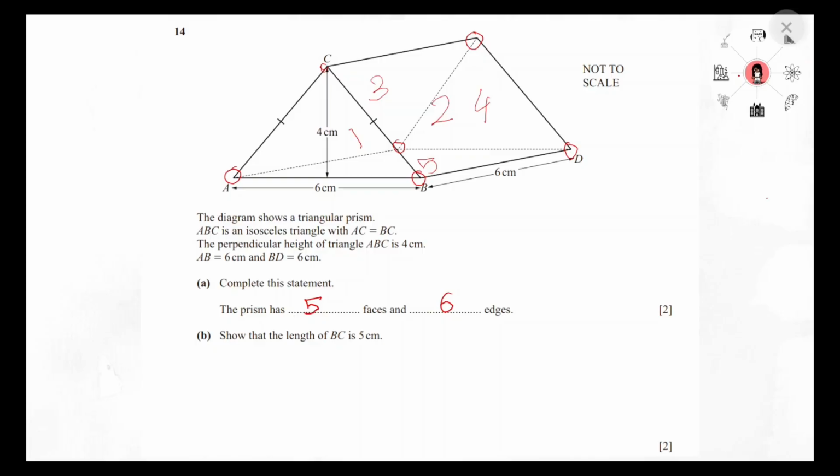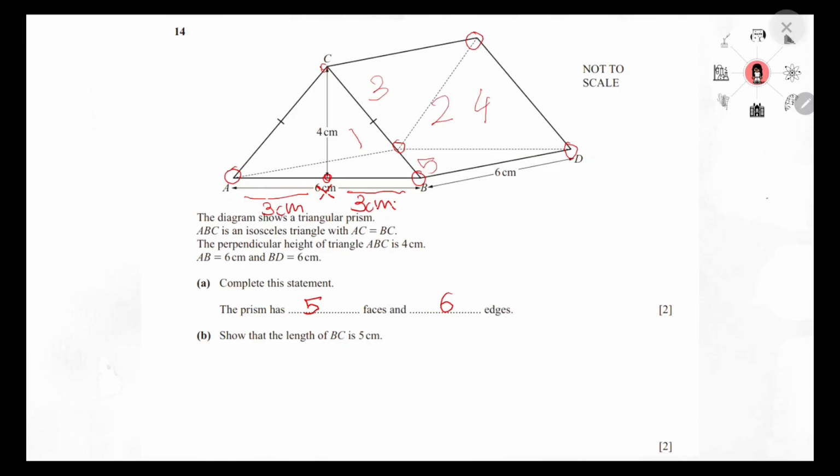To find BC, let's start with fixing the midpoint of AB, which is here. We'll mark this point as X. The length of AX and BX will be equal, as this is an isosceles triangle. So AX is 3 centimeters and BX would also be 3 centimeters.